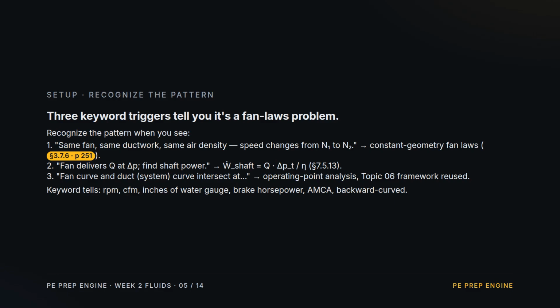3 keyword triggers. 1. Same fan, ductwork, air density, only the speed changes. The constant geometry affinity problem. 2. Fan delivers a flow at a pressure rise. Find shaft power. W shaft equals Q times delta P total over efficiency. 3. Fan curve crosses a system curve at the operating point. Topic 6 reuse. Tells: RPM, CFM, inches of water gauge, brake horsepower, AMCA, backward curved.